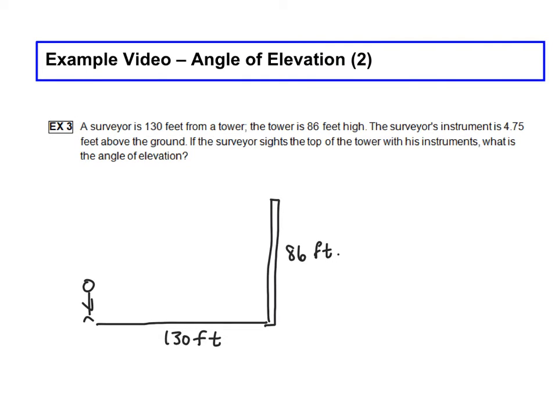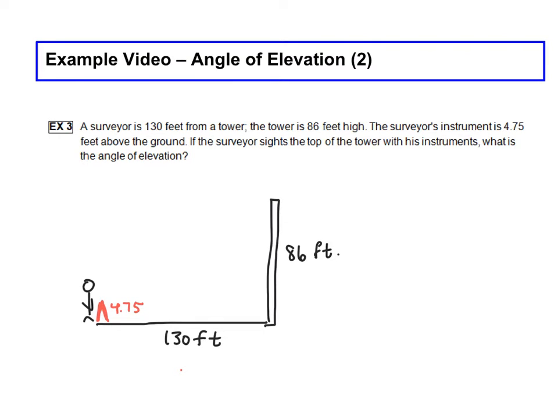All right, so the surveyor's instrument is 4.75 feet above the ground. So remember I mentioned that the surveyor might have like a tripod type of thing or something. So that is 4.75 feet. If the surveyor sights the top of the tower with his instruments, what is the angle of elevation?